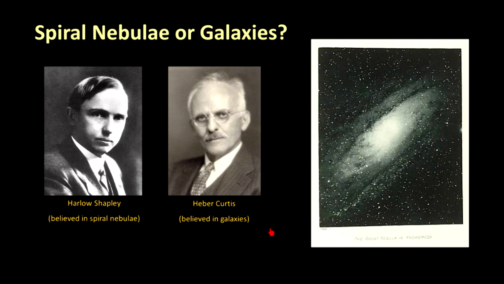The man on the left is Harlow Shapley. We've discussed him in a previous video. And the man on the right is Heber Curtis. Each of these two held a different position about these spiral-shaped clouds that were seen in the sky. This is a photograph taken in the early part of the 20th century, and it's very hard to read, but you can see that it says spiral nebula in Andromeda.